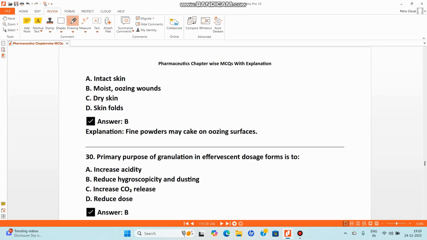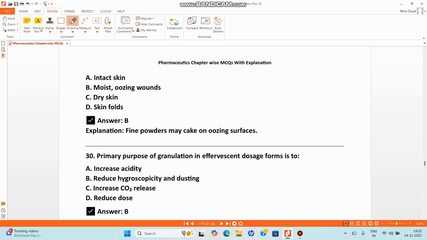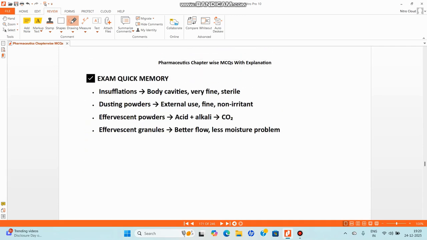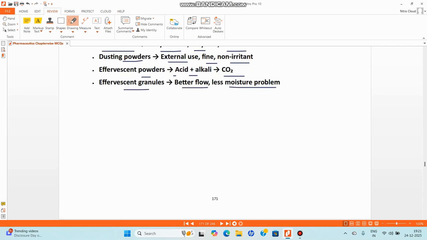So dusting powder, see here, should not be applied on intact skin, moist wound, dry skin, or skin fold. So the answer will be B, moist wounds. Okay. So the primary purpose of granulation in effervescent dosage form is to reduce hygroscopicity and dusting, right? This is very, very important. So see here, insufflation is always for body cavity, very fine, and sterile. Dusting powder can be used for external purposes, fine and non-irritant. Effervescent powder contains acid and alkali and releases CO2. Effervescent granules have better flow and less moisture sensitivity. Okay, this is very, very important.